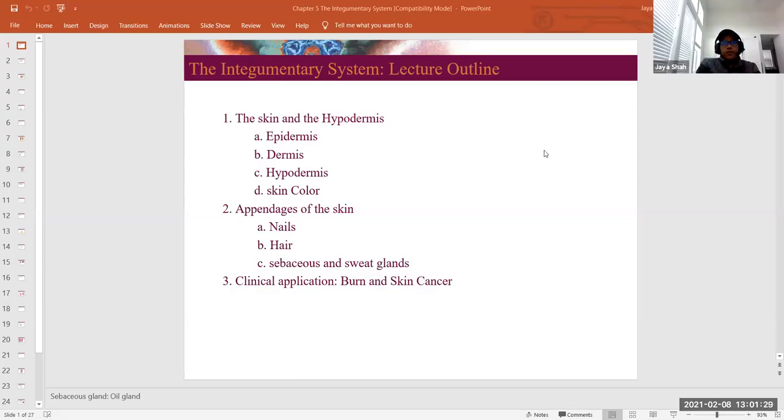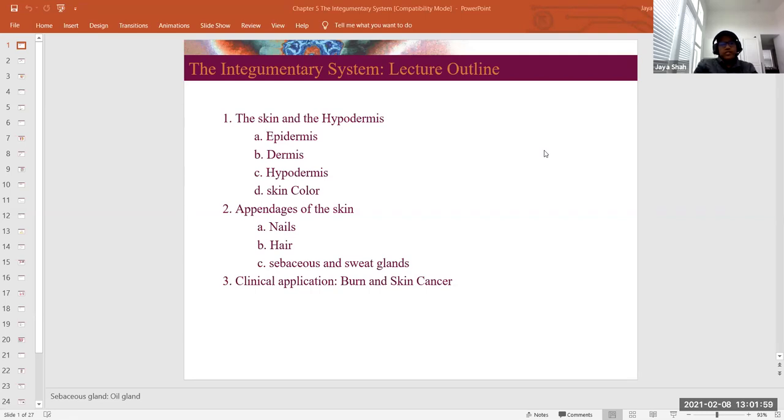Thank you. So this is the last topic of this unit, and this is chapter 5, the integumentary system, which is all about the skin. And today we will talk about the skin and the hypodermis. By the way, hypodermis is not part of the integumentary system.